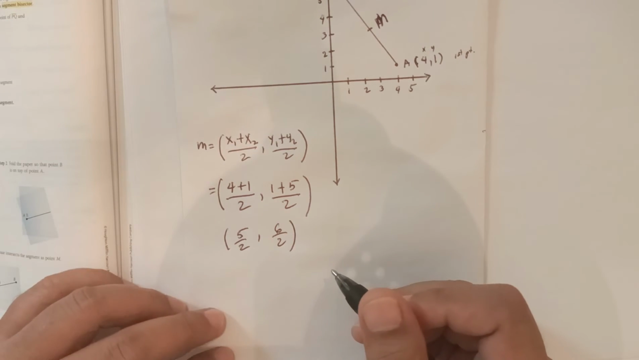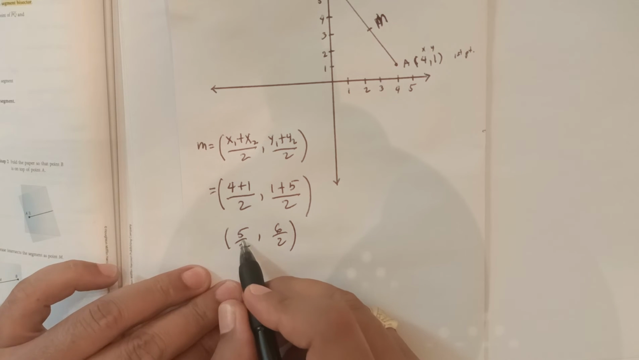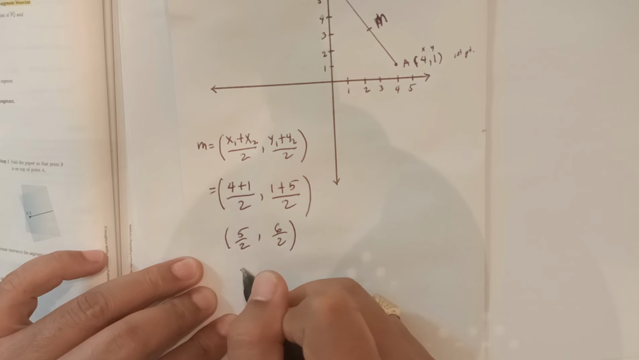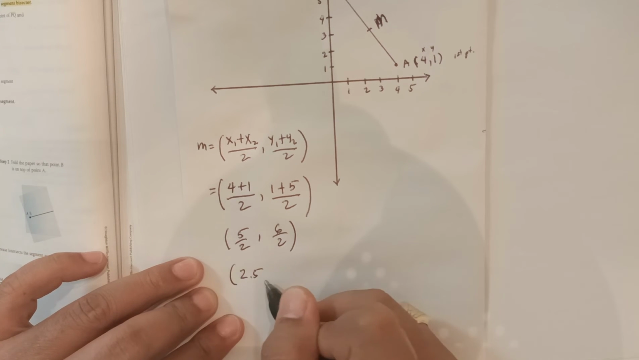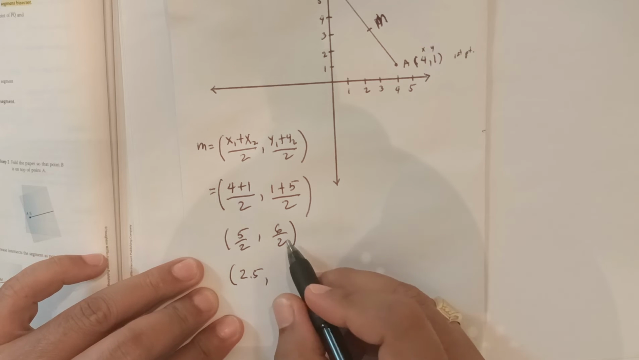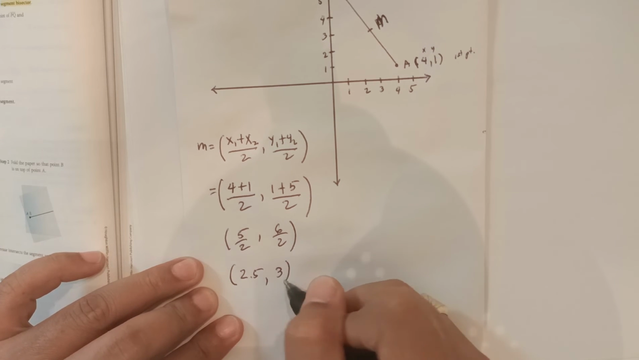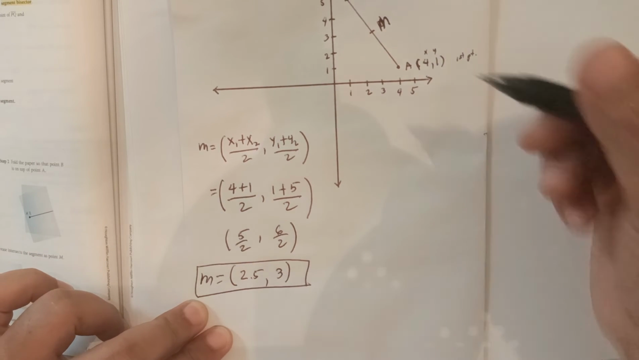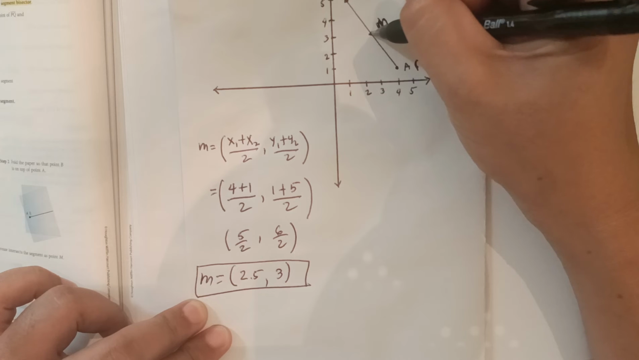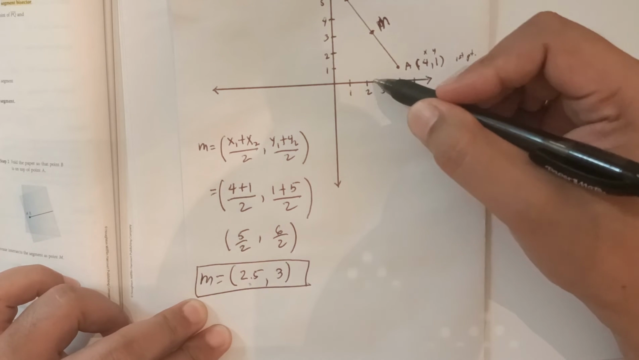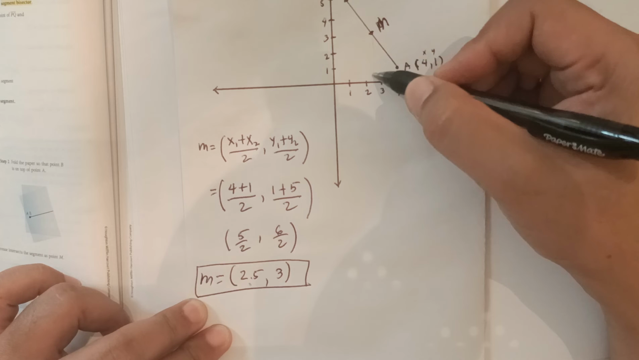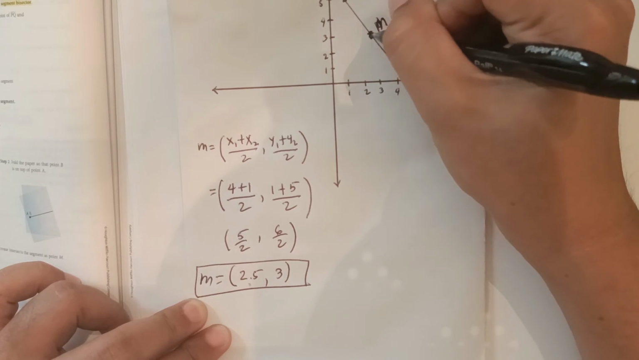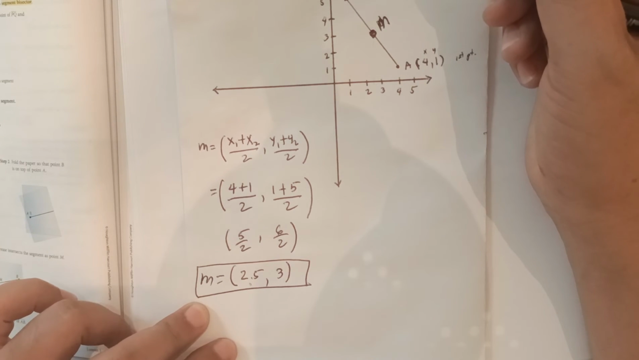Next. So 5 divided by 2, that's 2.5, right? So the x is 2.5. And then for the y, we have 3. Now this is the midpoint. We get 2.5, so approximately here it's 2.5, and then we got 3. So the midpoint is here. That's the midpoint.